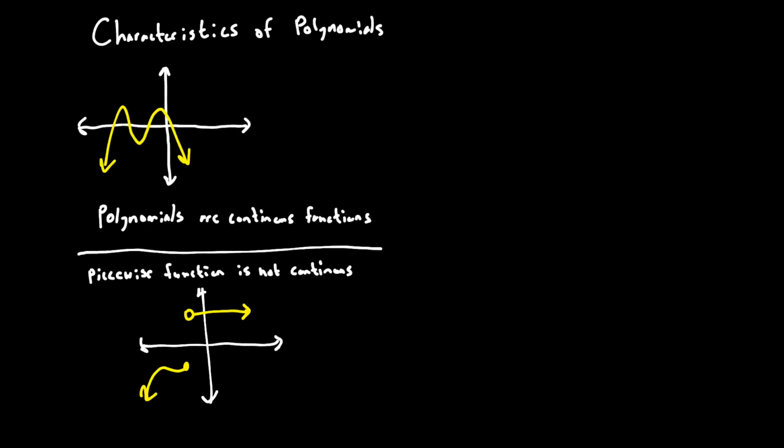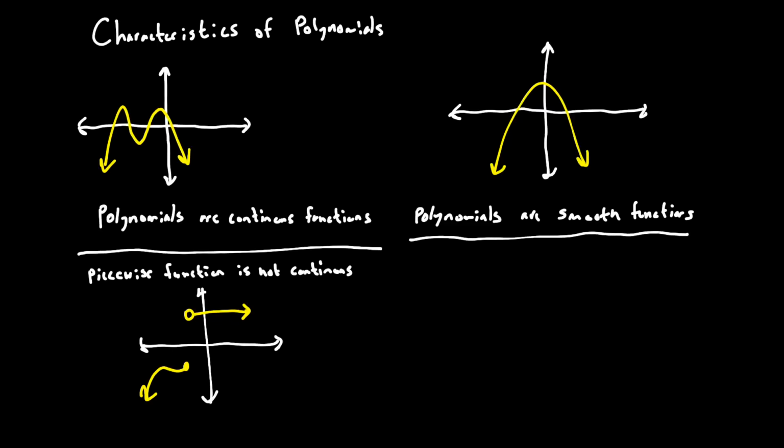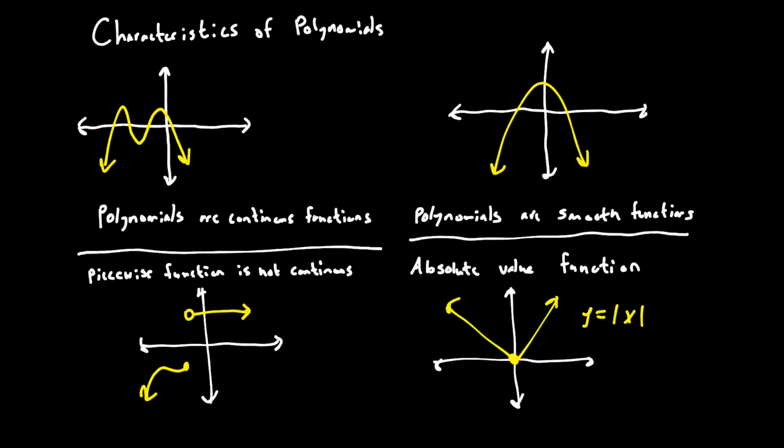Another great property about the graphs of a polynomial function is that they contain no sharp corners. Graphs that contain no sharp corners are called smooth functions, and polynomials are smooth functions. An example of a function that is not smooth is the absolute value function, which, funny enough, is also a piecewise function.